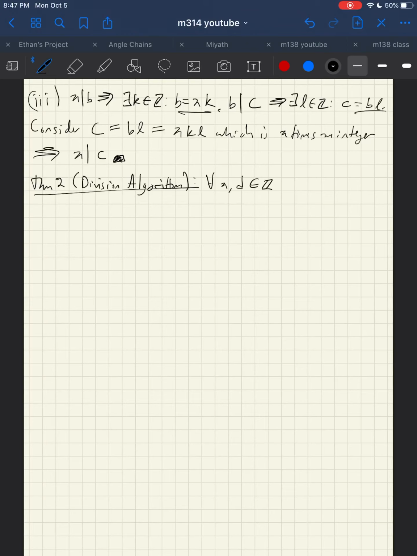I'm going to say for any integers a and d, with d non-zero, there exist unique integers q and r such that, and I know you're like, wait, two unique things? You'll see. q is unique as q, r is unique as r. There exist unique integers q and r such that 0 is less than or equal to r, which is strictly less than the absolute value of d, and a equals qd plus r. And that's the division algorithm.